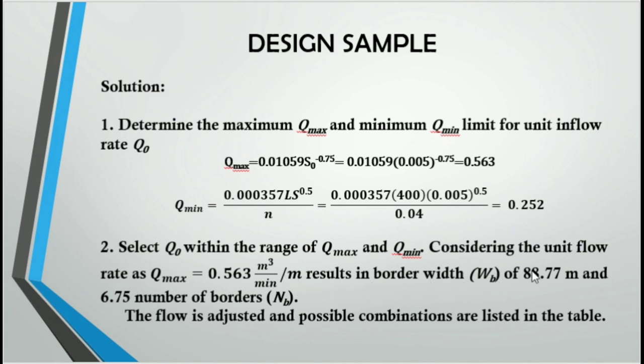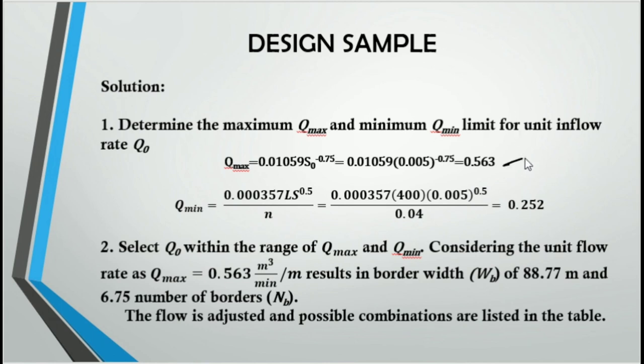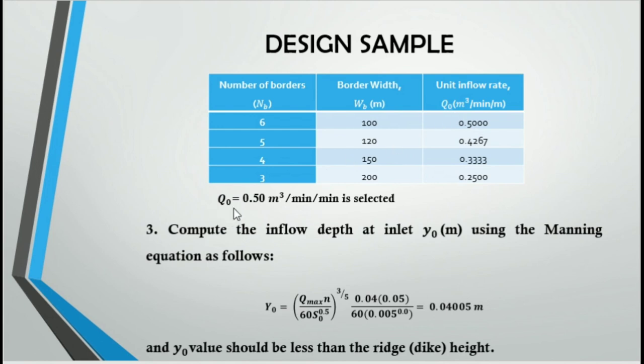This results in a border width of 88.77 meters and 6.75 borders. So using your Qmax, you will have a border width of 88.77 meters, and 6.75 numbers of borders, or your NB. The flow is adjusted and possible combinations are listed in the table. Since your Qmax is 0.563 over here, we will be considering this one. Your number of borders will be 6, your border width will be 100 meters, and your unit flow rate will be 500.